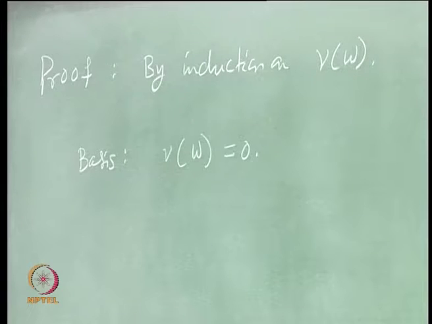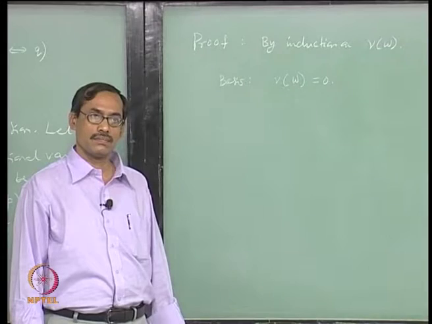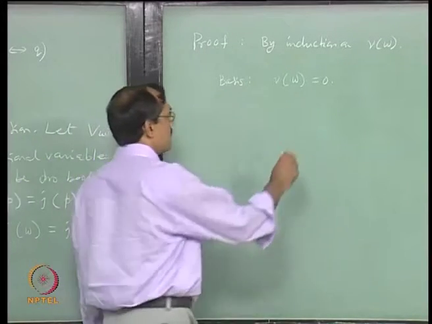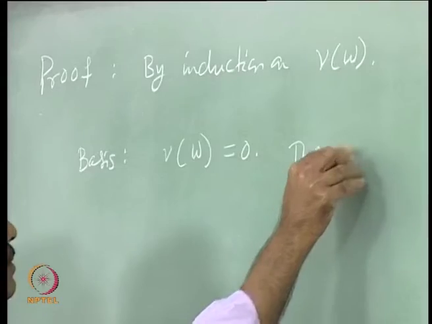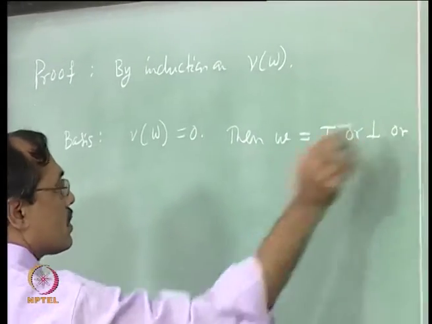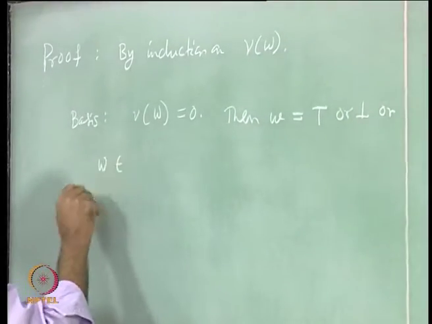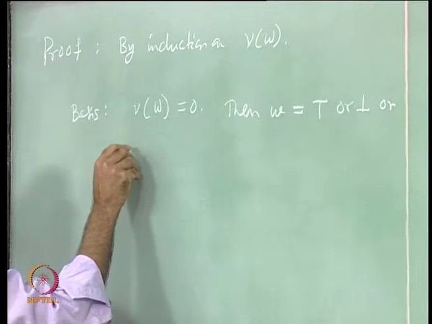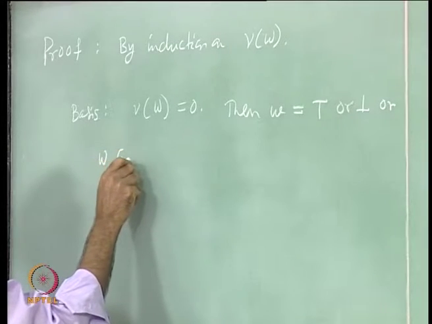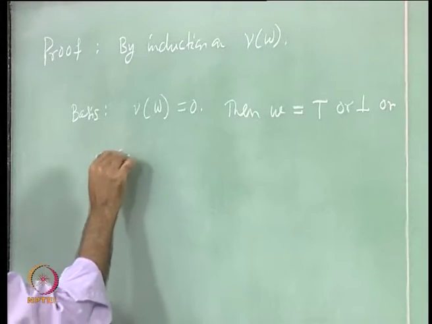So, if it is top, it is a propositional constant, I of top is always equal to j of top. Is that clear? If it is bottom, then that is also the same, it is equal to 0 now instead of 1. So, let us write that first, then W is equal to top or bottom, or W is a propositional variable, that is easy.